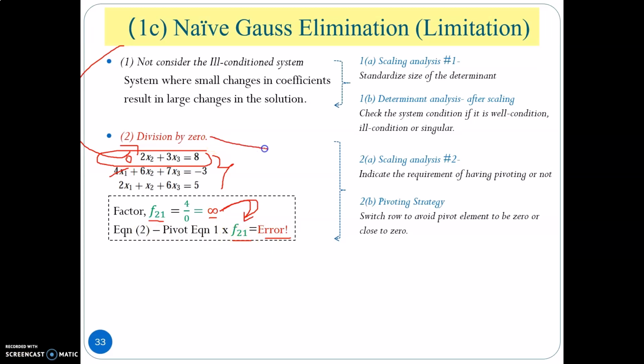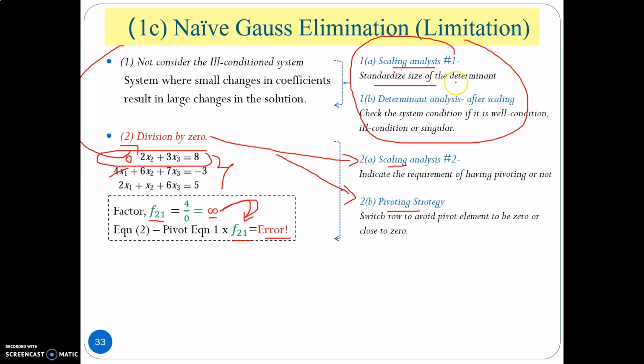To solve this limitation, we can improve it by using the scaling method as well as the pivoting strategy. The function of the scaling is very useful. In the first example here, we use it to standardize the size of the determinant. In the second example here, we will show you we can use the scaling analysis to indicate the requirement of having pivoting or not. The function of the pivoting strategy is to switch the row to avoid the pivot element to be 0 or close to 0.